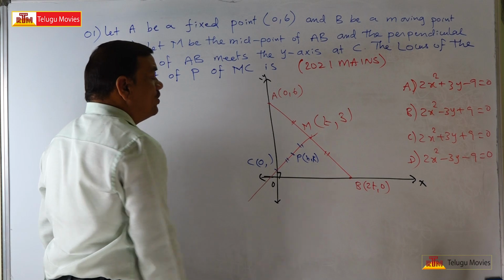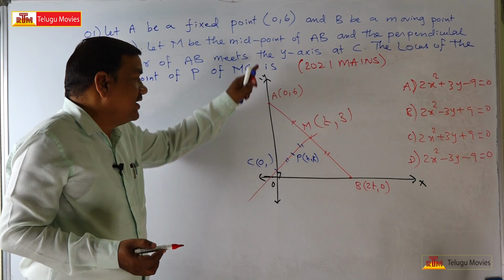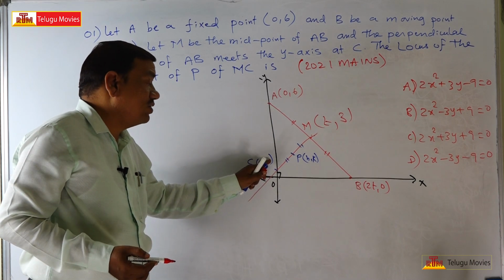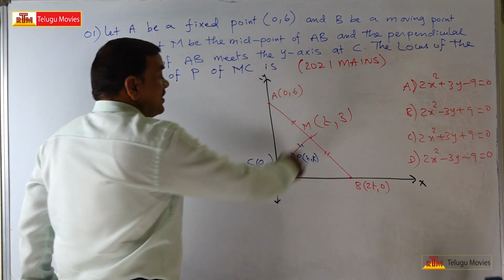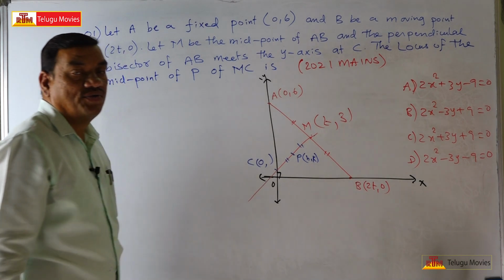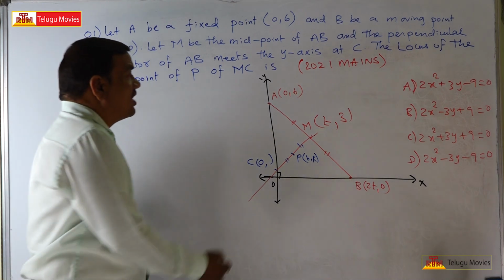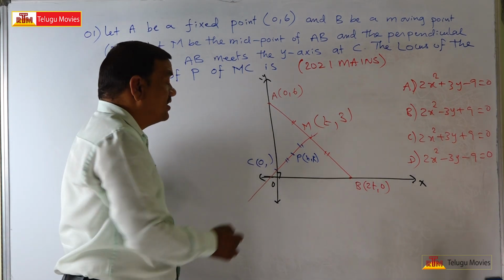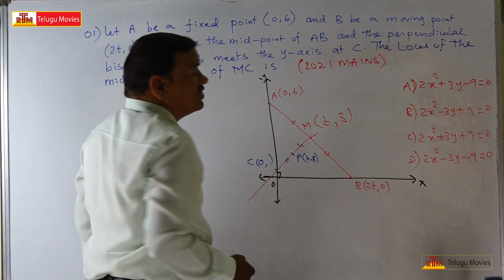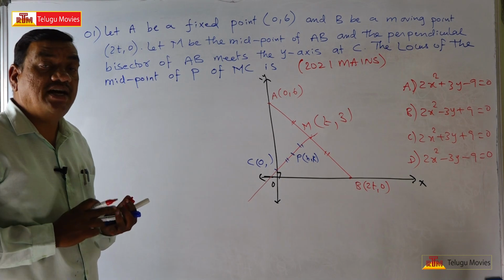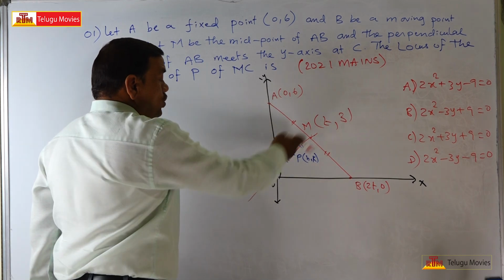Then how to find the coordinates of the point C? The x-coordinate we know, the point lies on the y-axis. Then how to find the y-coordinate? The one thing to do is find the equation of the line MC. If you know the equation of MC, then substituting x equal to 0 gives the y-coordinate. To find the equation of any line, we require a point and the slope. We have the point M (t, 3). We want to find the slope of MC.